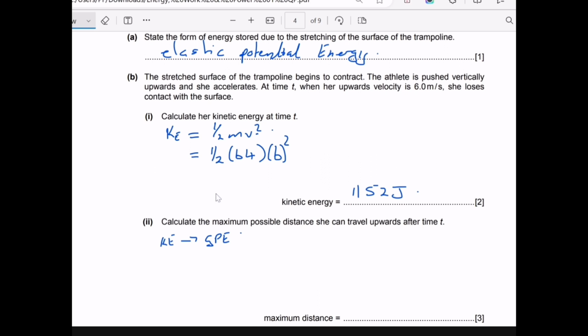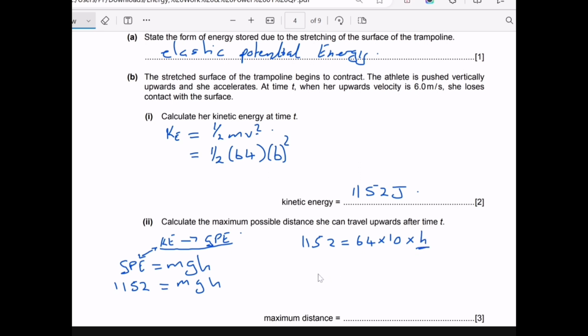So here you see that the kinetic energy, in terms of value, is the same as the gravitational potential energy. Therefore, we say that gravitational potential energy, GPE, is equal to mgh. Since GPE and kinetic energy have the same value, you say 1,152 joules is equal to mgh. But you know that the mass was said to be 64. g, we are using 10, multiplied by the h. Remember, they are looking for this h. So you're supposed to make h the subject of the formula. Therefore, h is equal to 1152 divided by 64 times 10, divided by 640. Therefore, h here will be 1.8 meters.